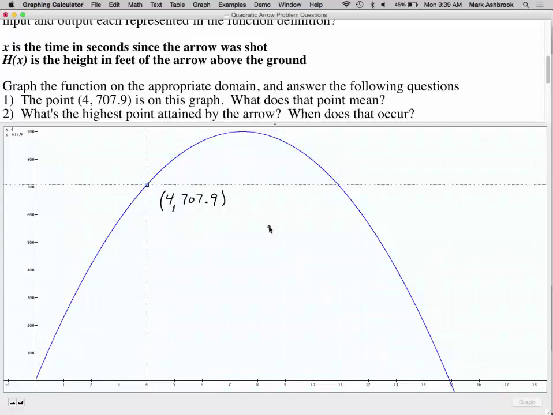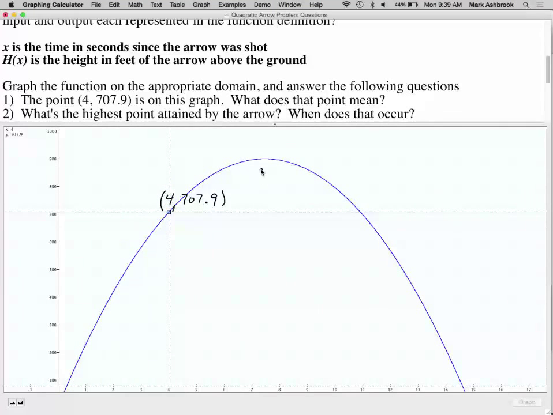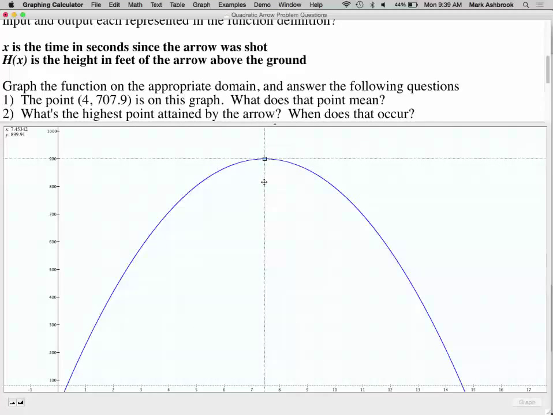So this whole graph is just a bunch of points like that. It's just a bunch of coordinate pairs of the values of a time in seconds and a corresponding height in feet. That's what makes up this graph, all those points. Okay, highest point attained by the arrow. So you have to be able to use your graphing calculator somehow to get this ordered pair.